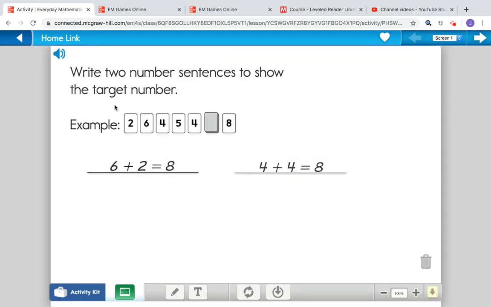And here is the example of what I showed you at the beginning of the lesson. It's write 2 number sentences to show the target number. The target number here was 8. So they took 6 plus 2, and it equals 8. If we do the count up strategy, if we have 6 and we count up 2 more, 6, 7, 8. Then they did the doubles fact. We know our doubles facts, and we know that 4 plus 4 equals 8.